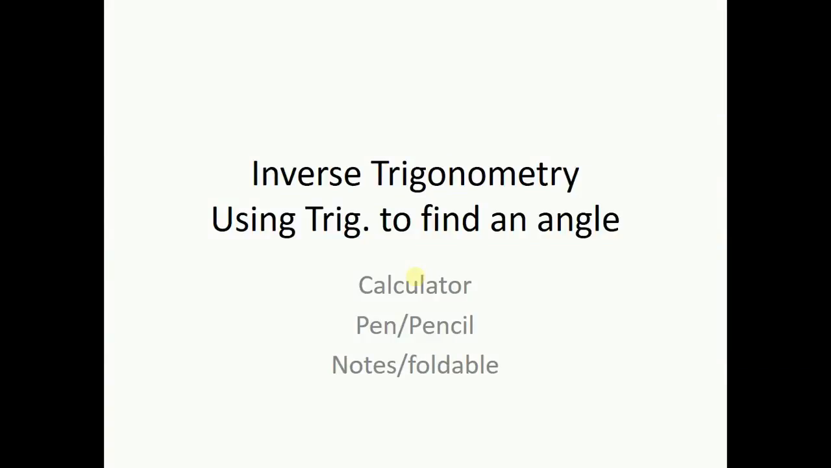So today we're going to look at inverse trigonometry, so basically the opposite of SOHCAHTOA. This is going to allow us to find an angle in a triangle when we don't know another one.